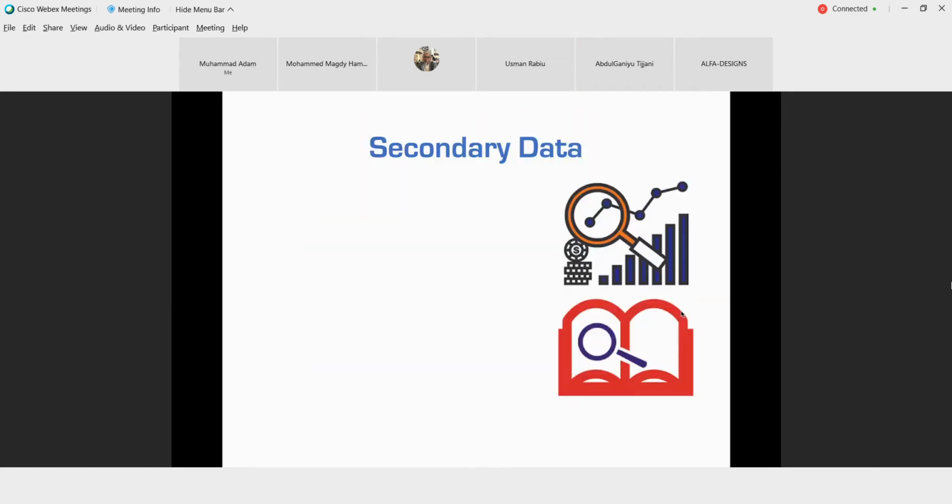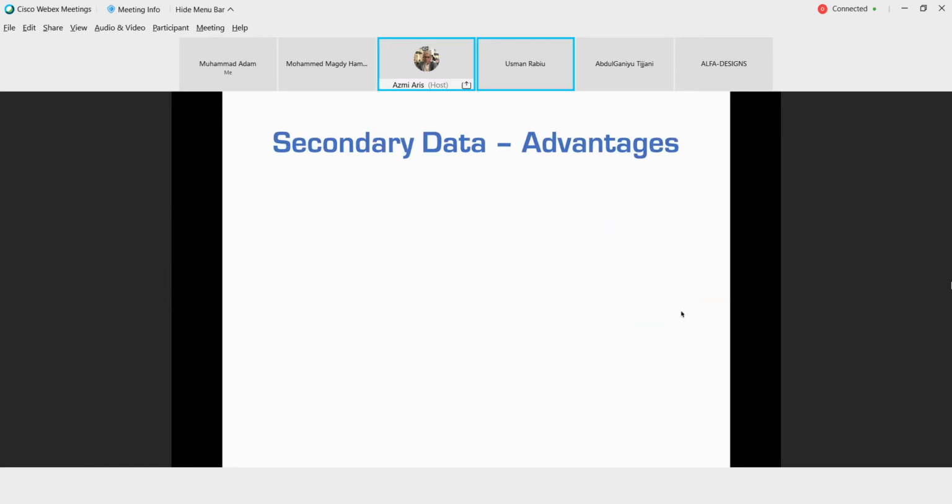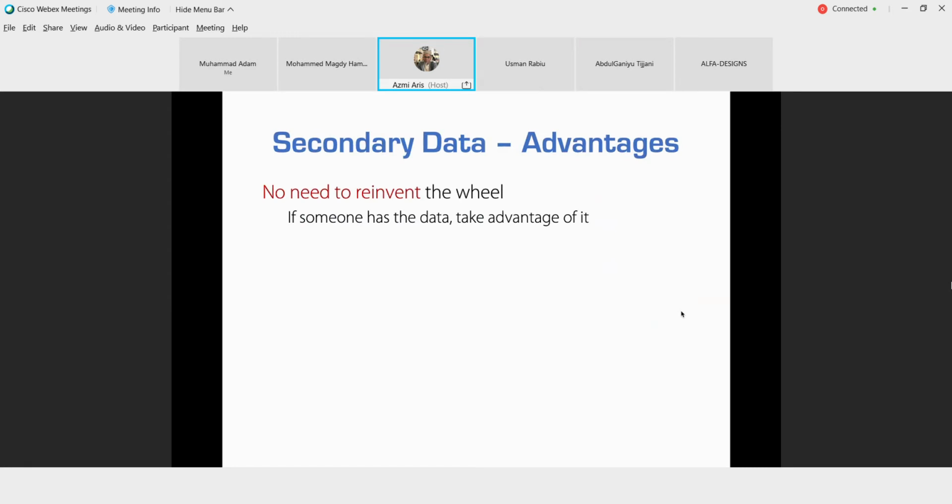Okay, let's talk about secondary data first, because normally, as I mentioned just now, you will start off with secondary data. Secondary data is data that has been collected from someone else. The advantage of having secondary data is that you don't have to collect that data on your own. As we will see, primary data collection involves time and money.